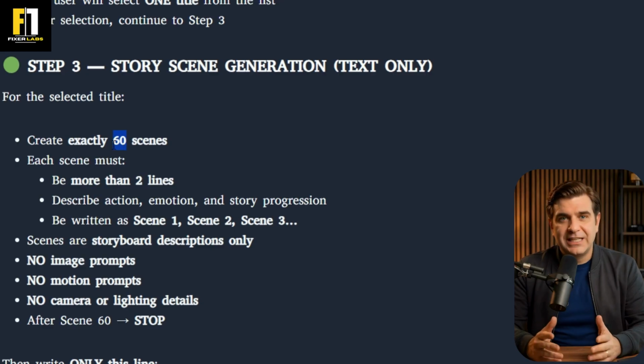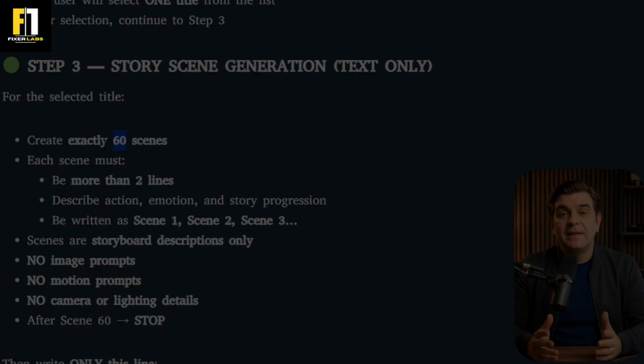If you increase scenes to 80, your video becomes 8 to 9 minutes long. Now, here's something important. The system will generate prompts for only 3 scenes at a time. Then it will pause. Why? Because detailed prompts require high-quality generation, and this method ensures better results. So, after 3 scenes, you'll simply type continue, and it will generate the next 3 scenes. Repeat this process until all 60 scenes are completed.